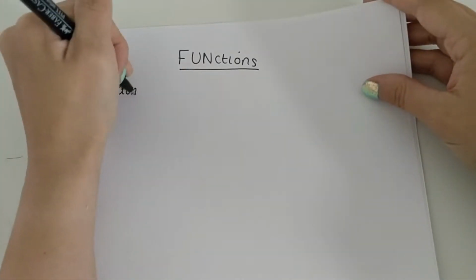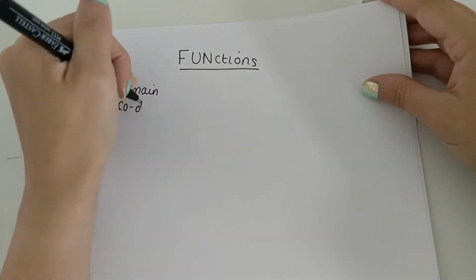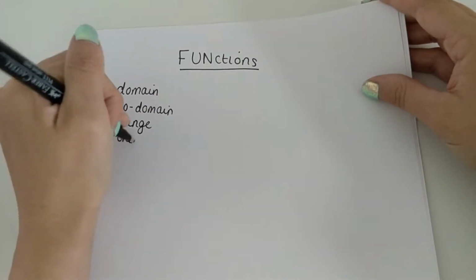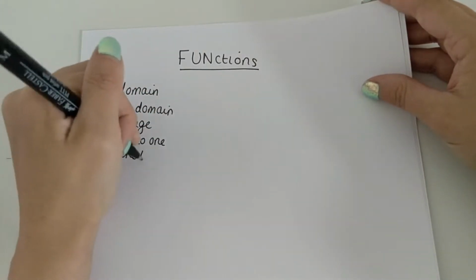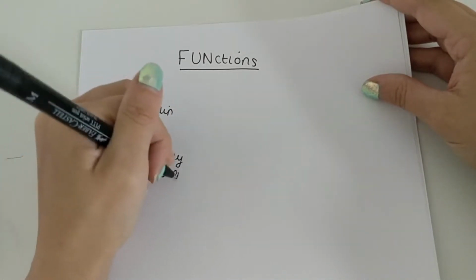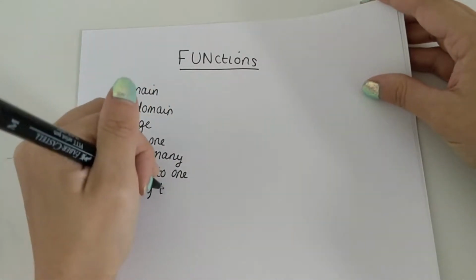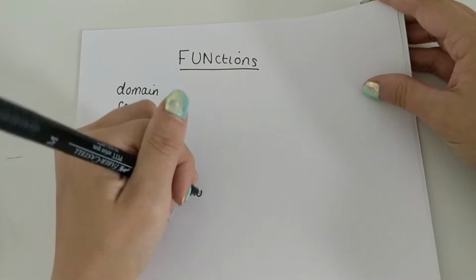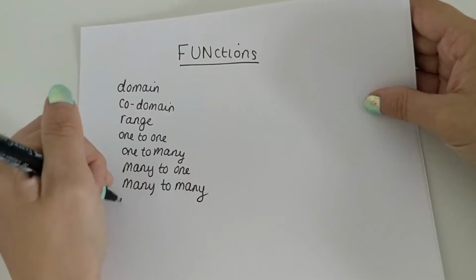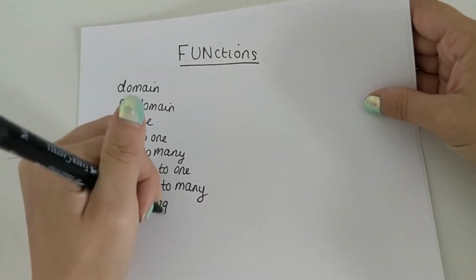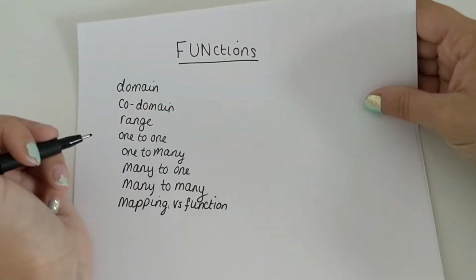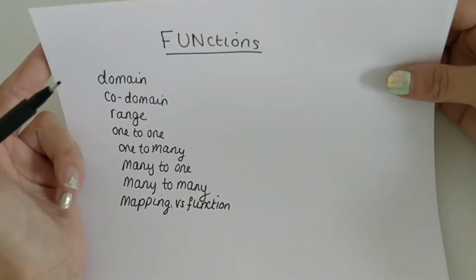So there was the concept of domain, codomain, range, one-to-one, one-to-many, many-to-one, many-to-many. What else did I talk about? Difference between a mapping and a function. Yeah, pretty much just that.